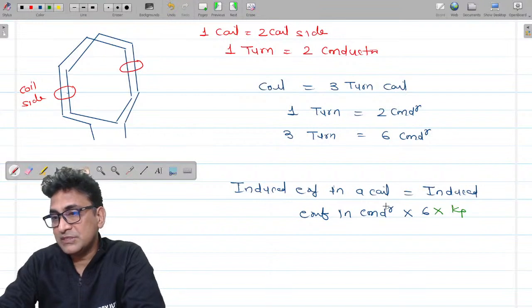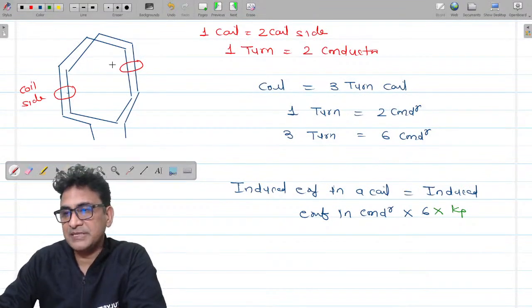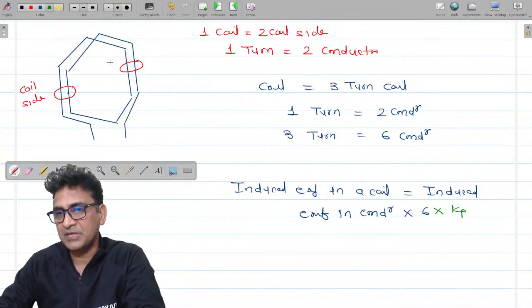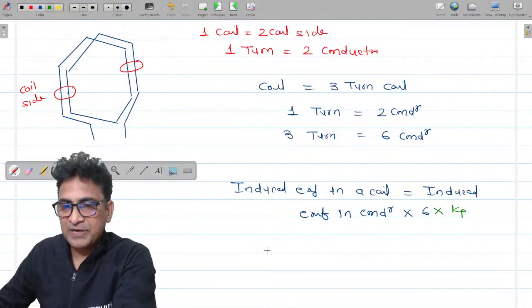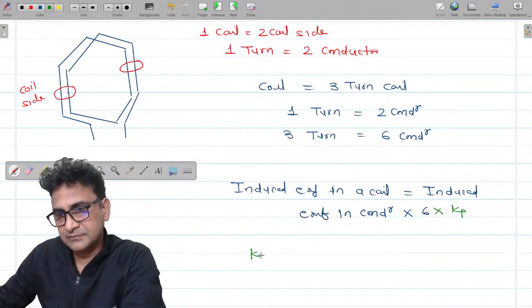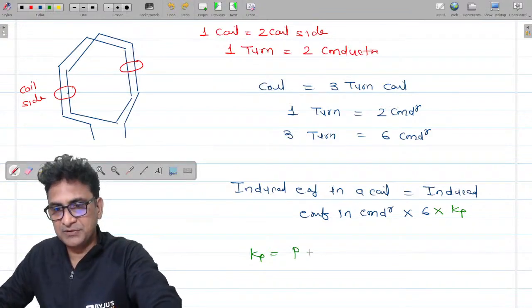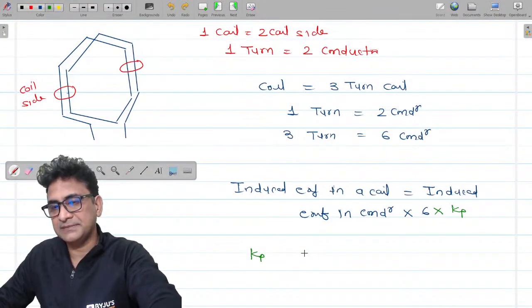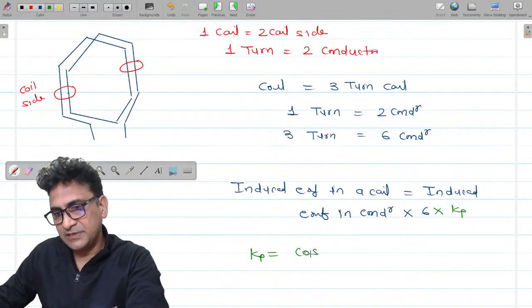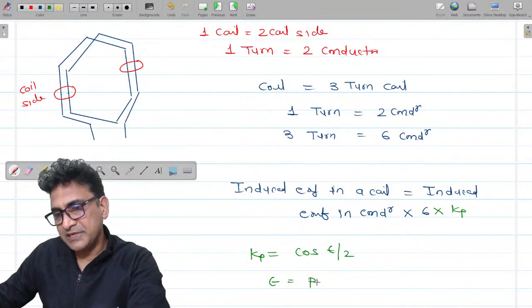But we do not use the distribution factor here because it has nothing to do with distribution. In a coil we have only 2 coil sides and they are placed in 2 slots. Clear? So see how to find the pitch factor. First we have to find the chorded angle. The pitch factor is cos epsilon by 2, and the chorded angle is the pole pitch minus the coil pitch.